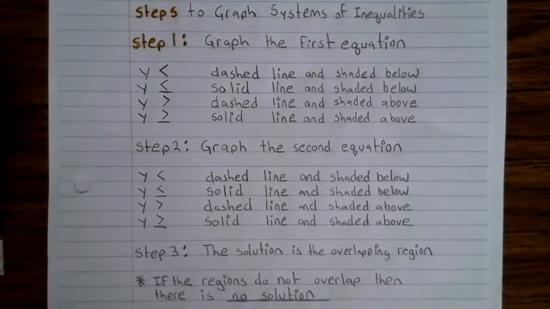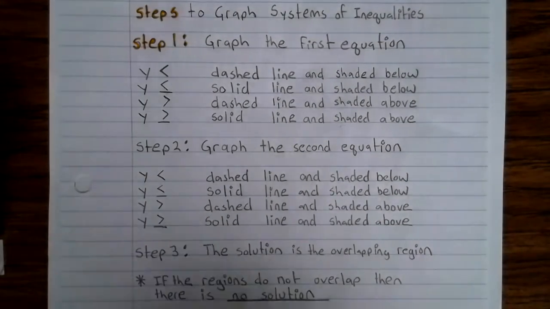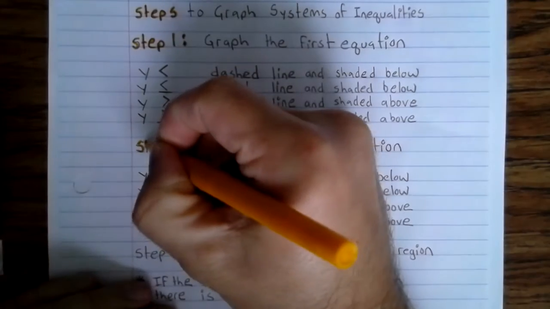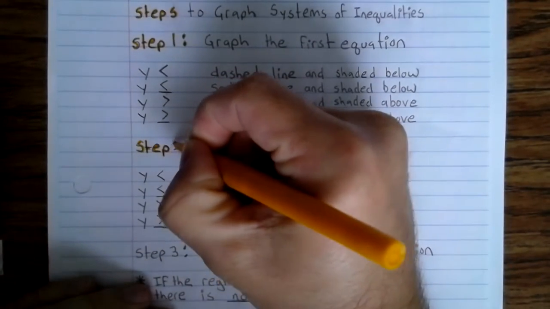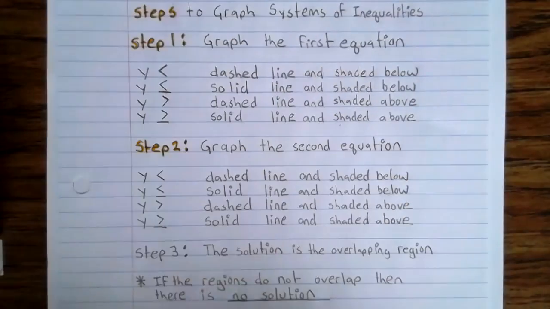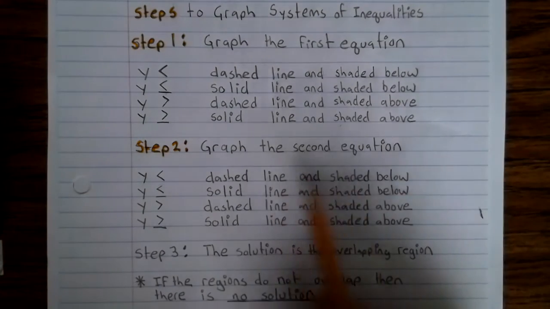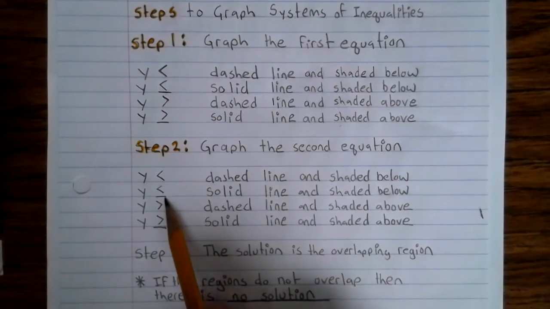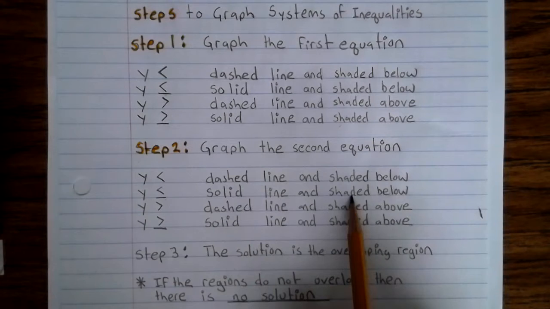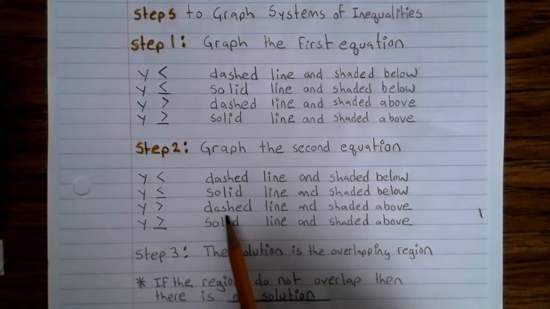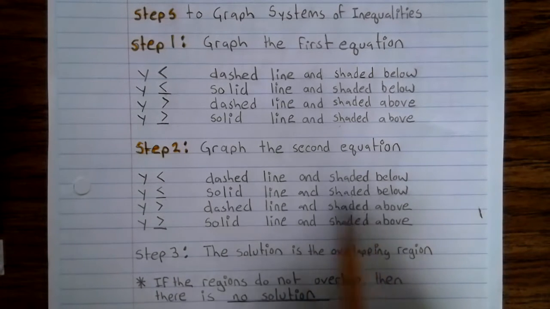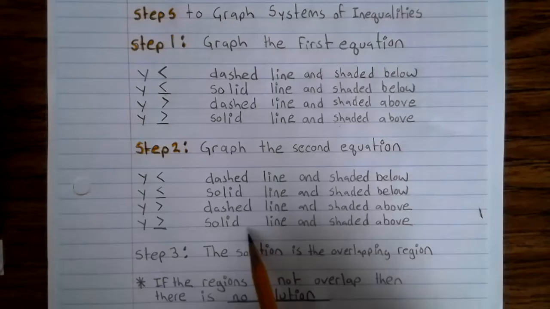Step 2. Graph the second equation. If y is less than, it's a dashed line and shaded below. If y is less than or equal to, it's a solid line shaded below. If it's y greater than, it's a dashed line shaded above. If it's y greater than or equal to, it's a solid line and shaded above.